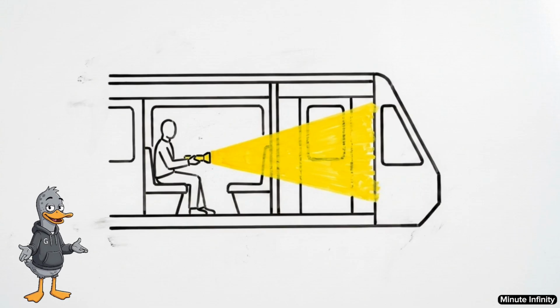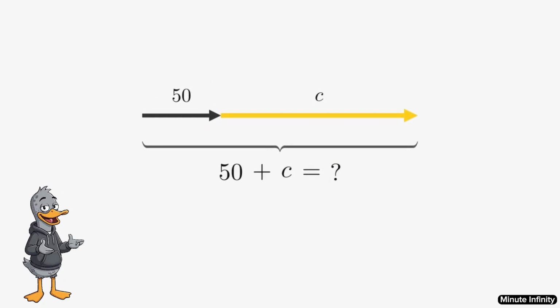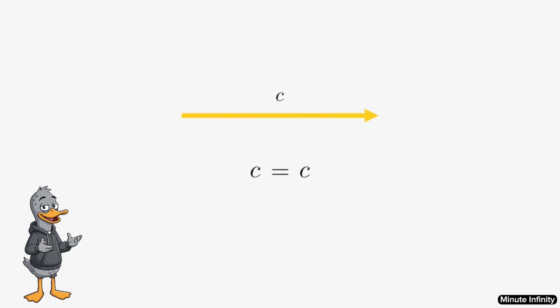Only this time the passenger replaces the baseball with a flashlight, shining a beam of light off the front of the train. This is where our everyday math completely breaks down. You would expect the total speed of that beam to be the speed of the light plus the speed of the train. But it isn't. The train's forward momentum adds absolutely nothing to the light.